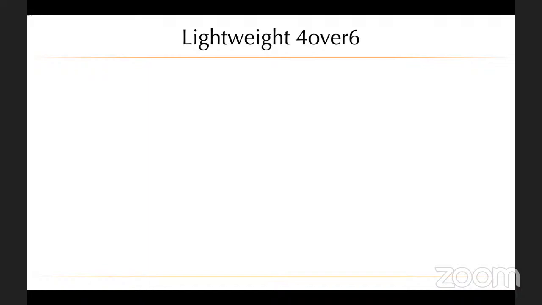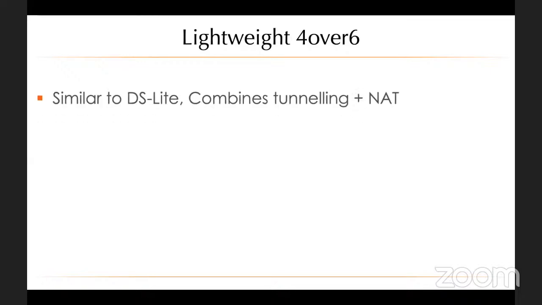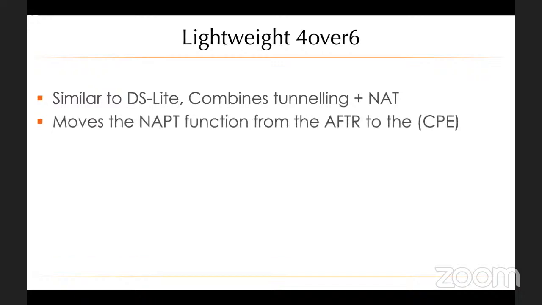So the next transition technique, so we've looked at DS Lite. The next transition technique is lightweight 4/6. So lightweight 4/6, it's similar to DS Lite, and it combines tunneling plus NAT. Remember DS Lite, V6 only core, then you have the B4, and then you have the AFTR, right? Inside the provider's network. So similar, everything is the same. But the difference is we move the network address protocol translation from the AFTR to the CPE. So instead of doing NAT on the AFTR, we do it on the CPE.